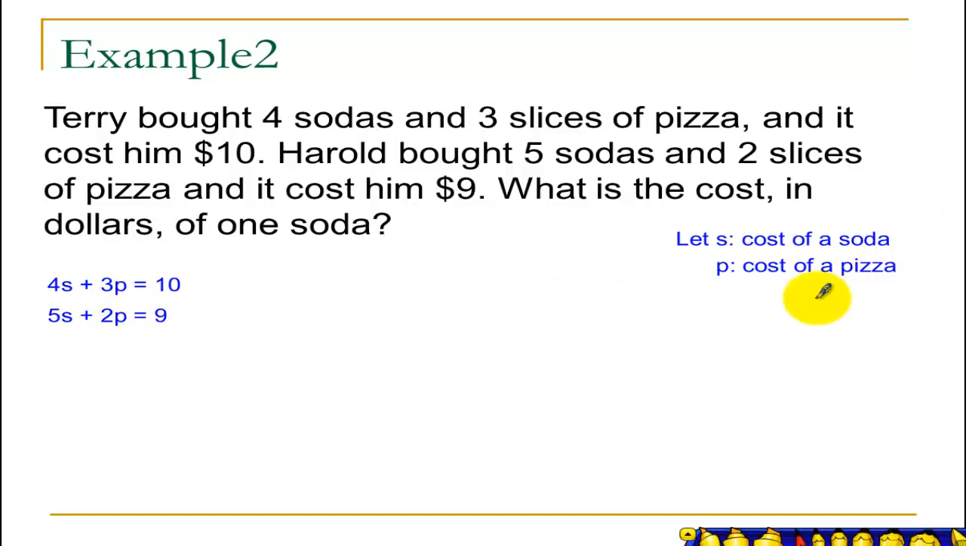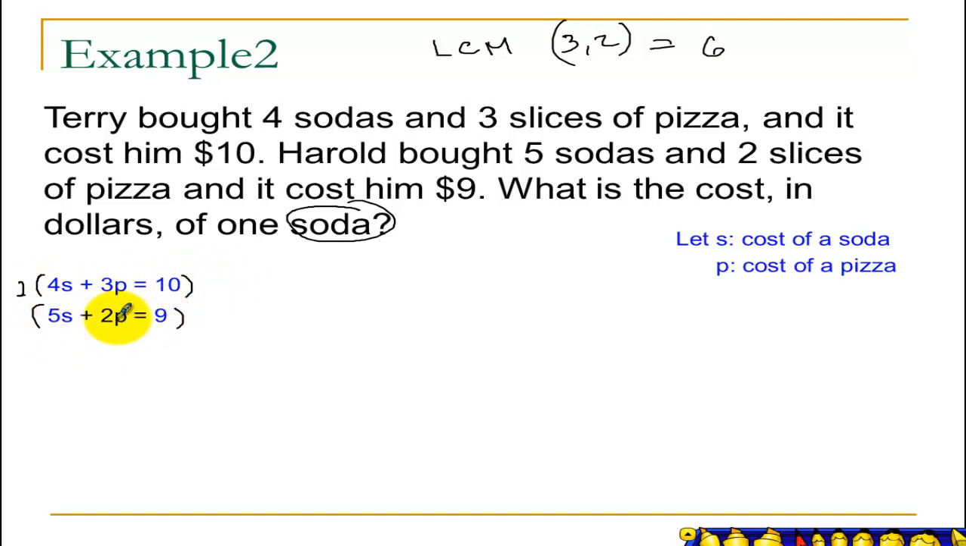Alright, now let's solve this problem using elimination. We can either eliminate S or P. Now since we're trying to solve for the value of S, I will just eliminate P. Now I have 3P here, I have 2P here, so we have to get the LCM of 3 and 2. And the LCM is equal to 6. It means that I would like this to be equal to 6, and I would like this 2 to be equal to negative 6. So to make this equal to 6, I will multiply the first equation by 2.